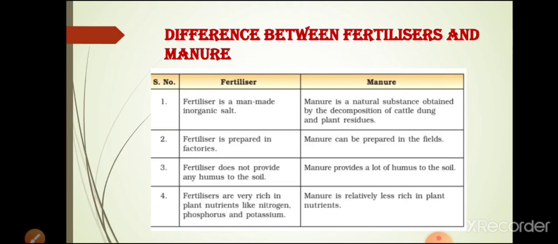Fertilizers do not provide any humus to the soil, whereas manure provides a lot of humus to the soil, which is good for the growth of the plant. Fertilizers are very rich in plant nutrients like nitrogen, phosphorus and potassium, whereas manure is relatively less rich in plant nutrients as compared to fertilizer.